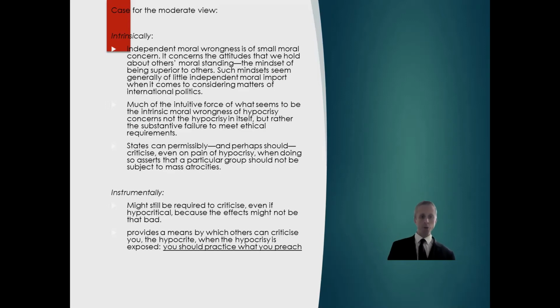Much of the intuitive force of what seems to be the intrinsic moral wrongness of hypocrisy doesn't concern the hypocrisy in itself, but in fact, the substantive failure to meet ethical requirements. So what's really wrong about you not doing the washing up isn't the fact that you think you're superior. That's not what's doing the work if you adopt this moderate view. It's simply that you haven't done the washing up. That's what's wrong.